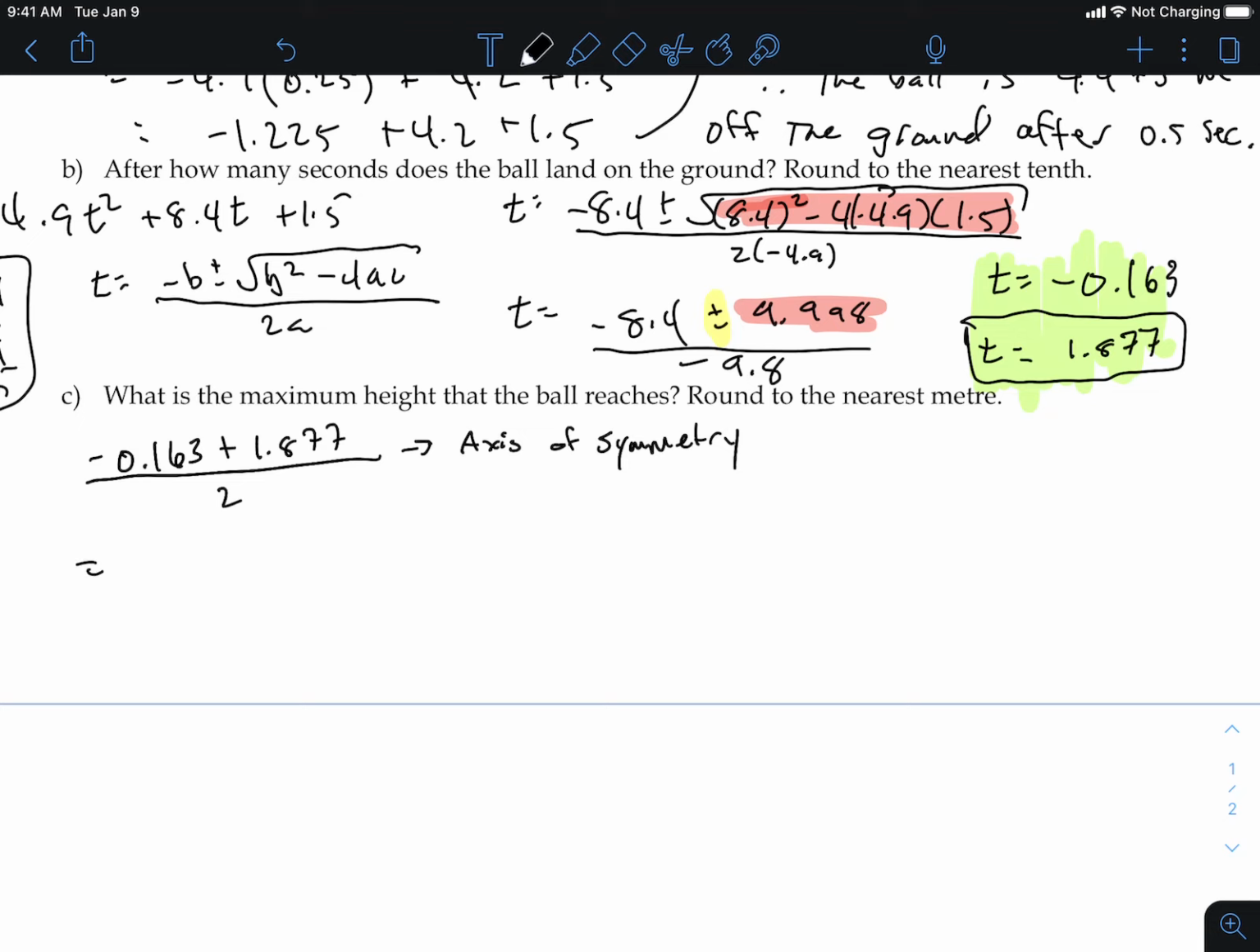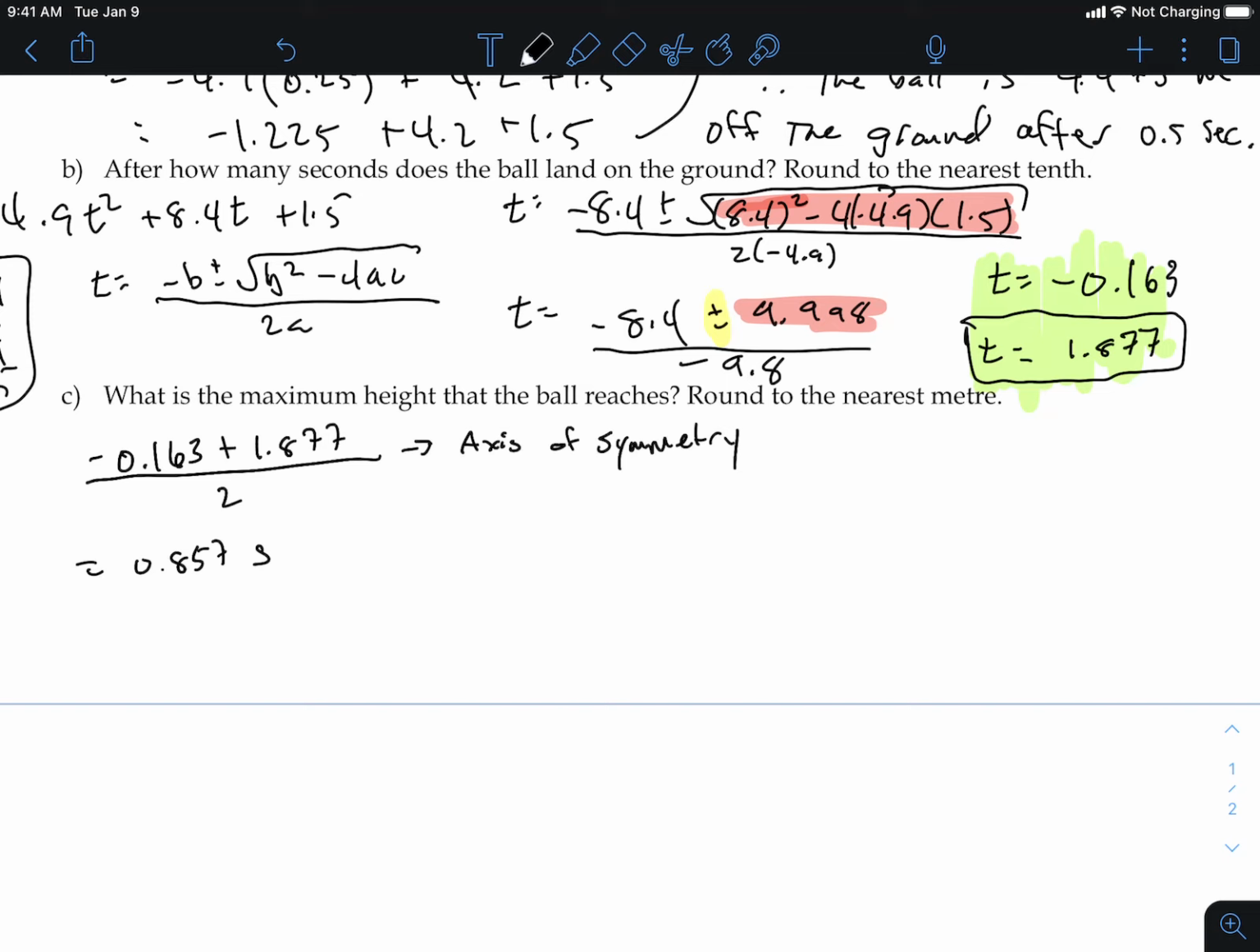Okay, who's doing the numbers there? What's the middle of those two values? 0.857. Okay, that's still seconds, right? So that's after 0.857 seconds, it's reached its maximum height. We just don't know what the height is yet.